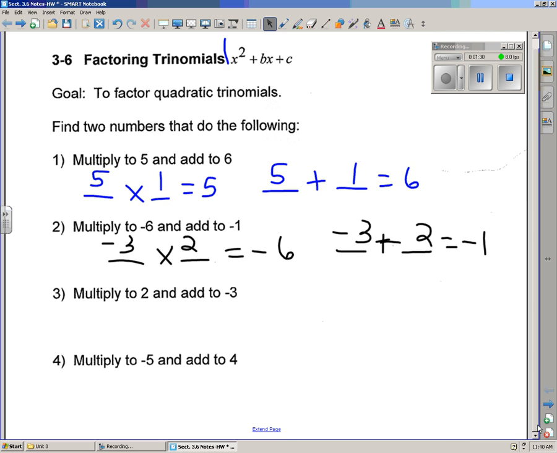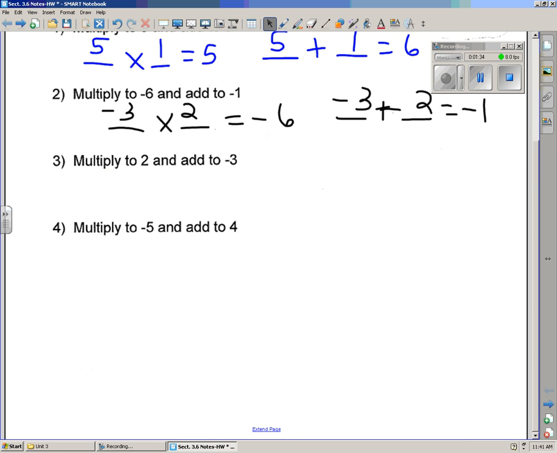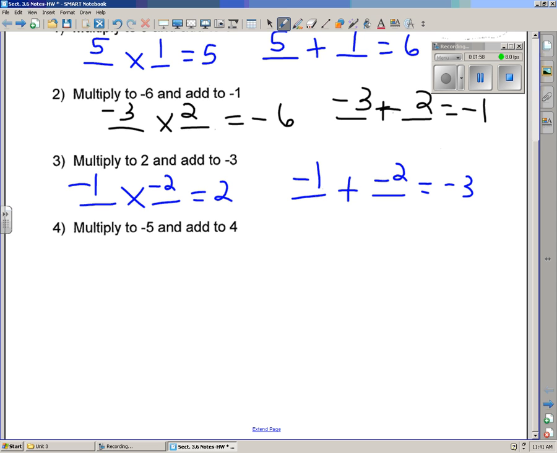The next little puzzle. This next one wants you to find two numbers that multiply to 2 and add to negative 3. Well, it's multiplying to a positive, which means the signs are the same. It's adding to a negative, so both of those same signs better be negative. The only way to multiply to 2 would be 1 and 2. In this case, it's negative 1 times negative 2, that's 2, and negative 1 plus negative 2, that's negative 3.